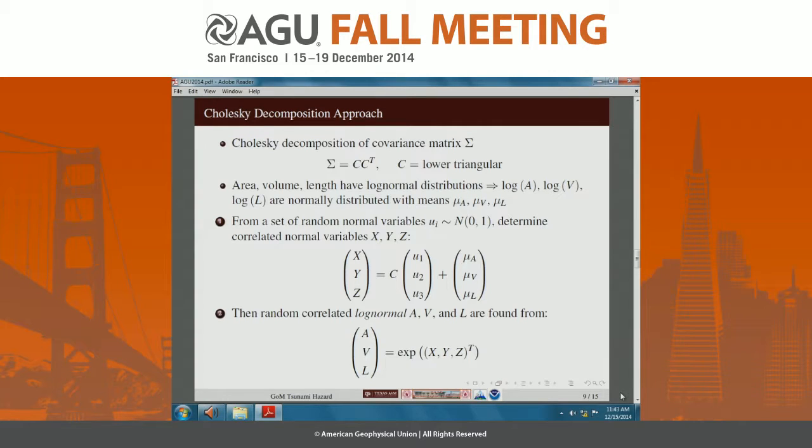And then the random correlated log normal values for area, volume, and length come out of just taking the exponential of those correlated normal variables x, y, and z. And so in this way we're able to form area, volume, and length with those correlations that we saw from the data.